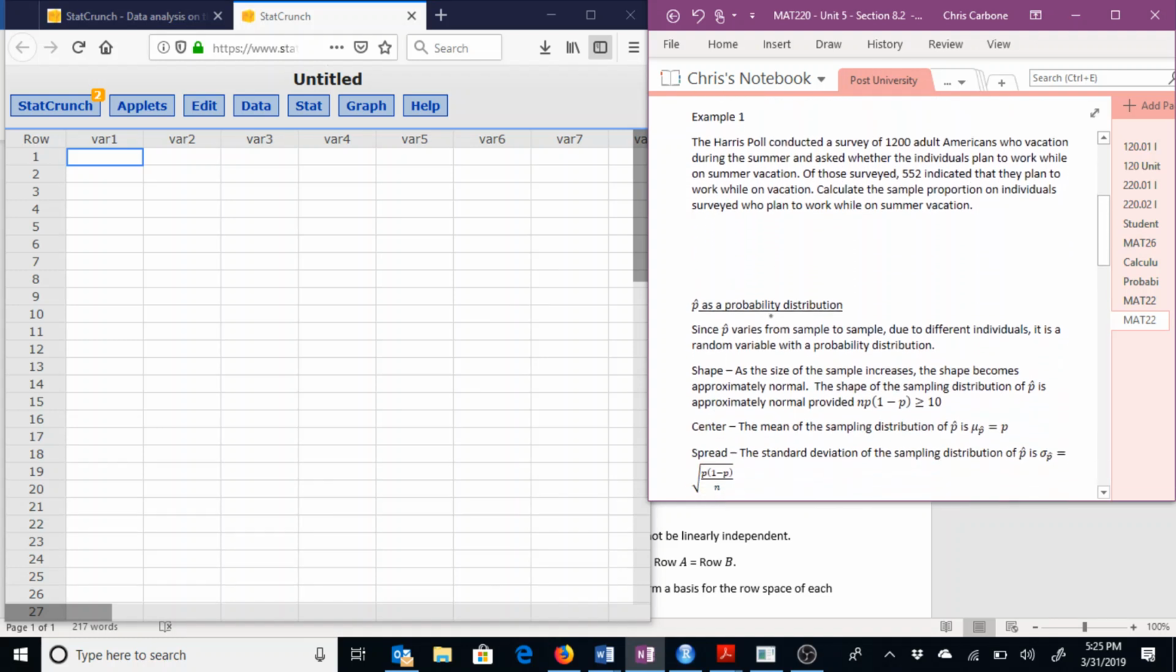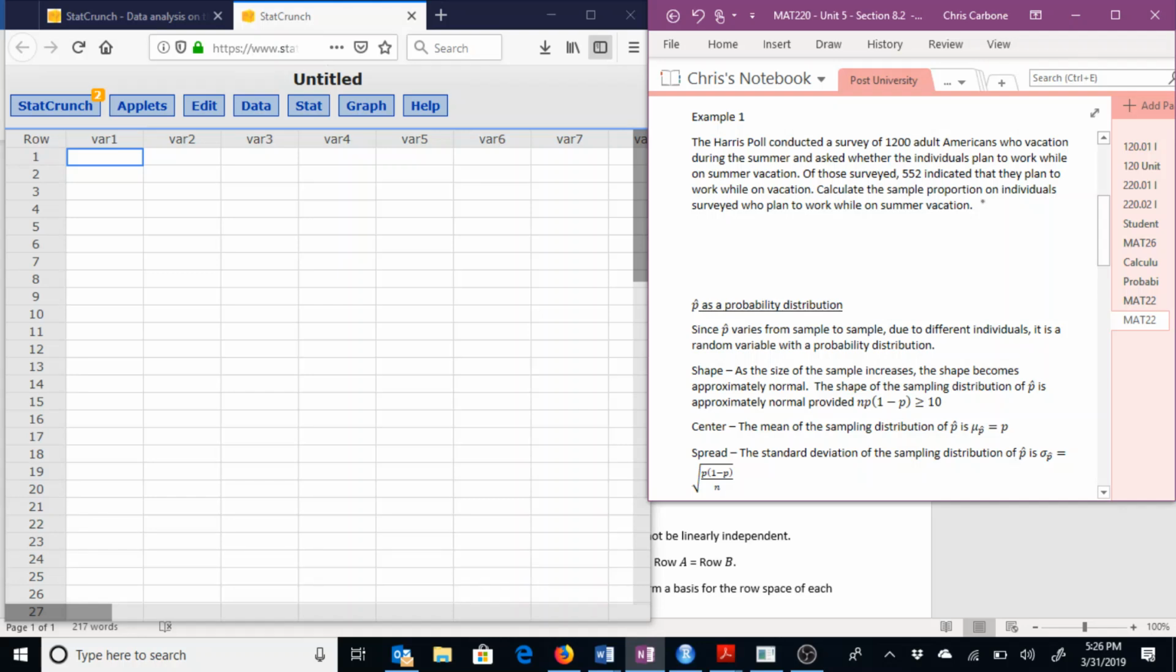So, for example, if the Harris poll conducted a survey of 1,200 adult Americans who vacationed during the summer and asked whether the individuals planned to work while on summer vacation, of those surveyed, 552 indicated that they planned to work while on summer vacation. And we want to calculate the sample proportion of individuals who plan to work while on summer vacation.